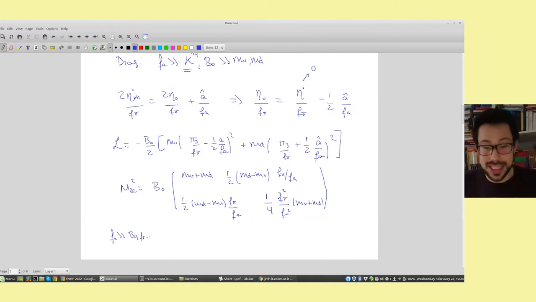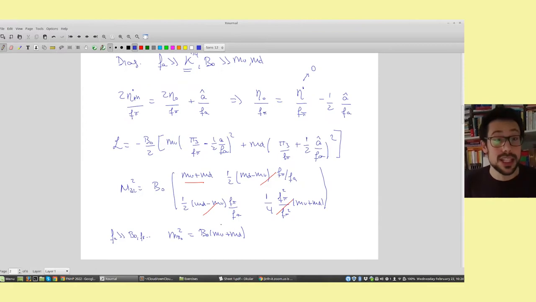So then what we can see is that if we send f_a to infinity, all these terms will go away, right? And therefore we clearly see that in the limit f_a goes to infinity, the only mass eigenstate is this one here. That is nothing but the formula for the usual neutral pion. This means that m_pi0 squared is nothing but B_0 times m_up plus m_down.